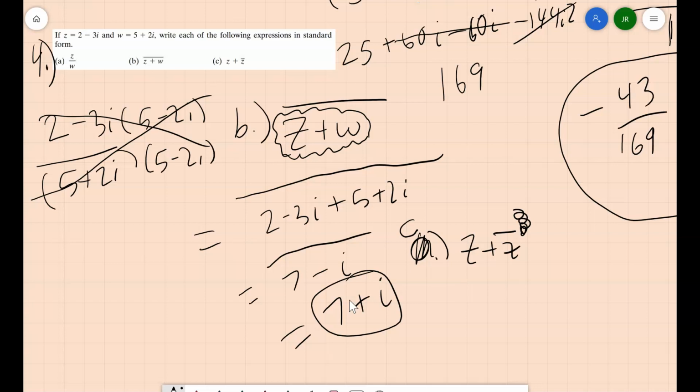So that's going to be 2 minus 3i plus the conjugate of that, which is 2 plus 3i. So what do we get from that? 2 plus 2 is 4. Negative 3i and positive 3i give me 0i, so 4 is the answer.